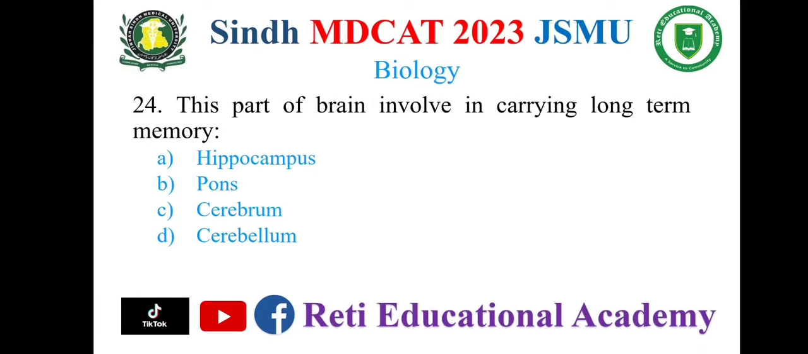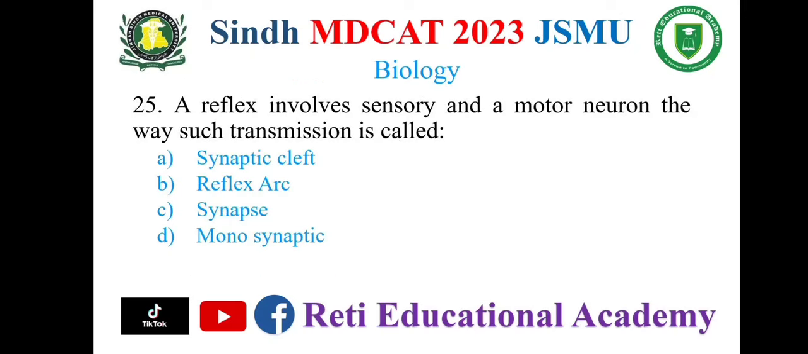Question number 24. This part of brain involved in carrying long-term memory. A. Hippocampus. B. Pons. C. Cerebrum. D. Cerebellum. And the correct option is A. Hippocampus.